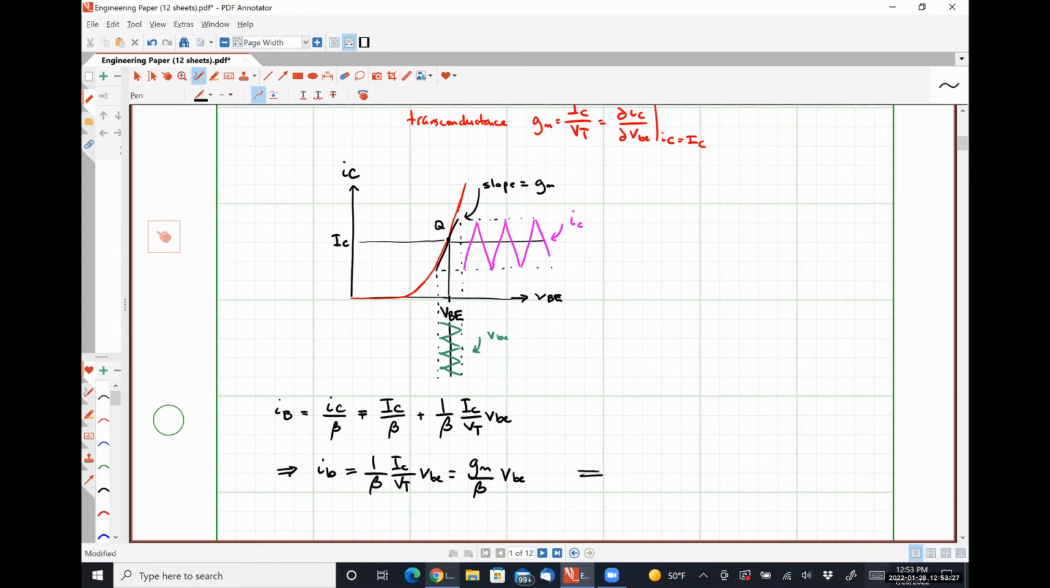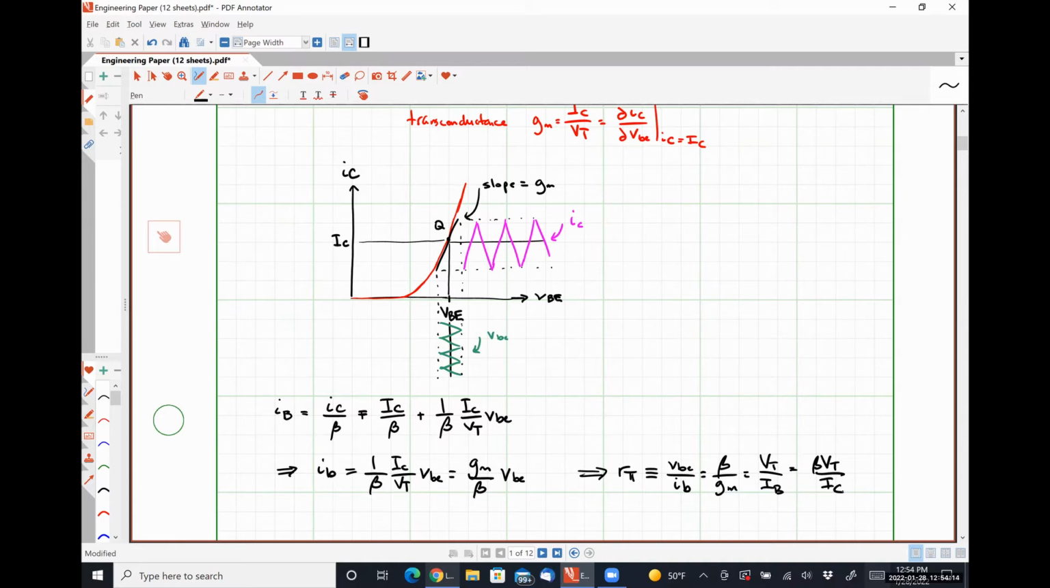So we can say that R pi, I don't know why they call it R pi, so I'm just going to say that right out of the gate, is defined to be vbe over ib, or beta over gm, or VT over IB, or beta VT over IC. All of these literally give the same result. Okay.